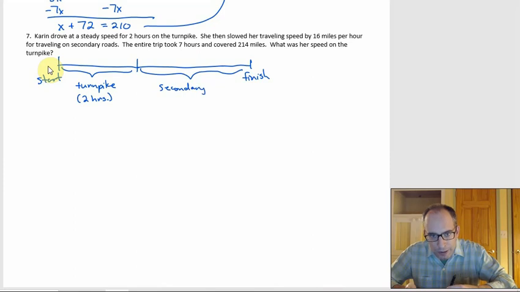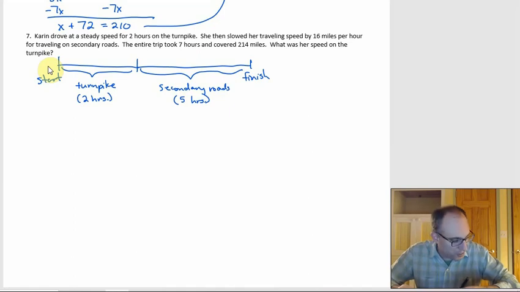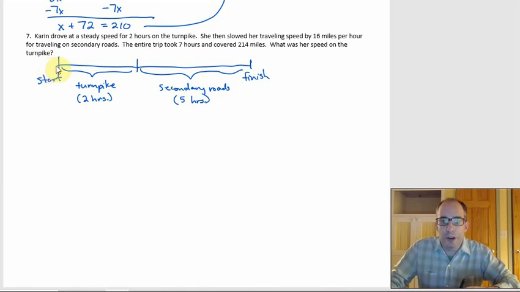So secondary roads, and that's going to be 5 hours. Then, let's see, we could also figure out the speeds here too. Or at least a way to relate them to each other. Because whatever her speed was on the secondary roads, it's 16 miles an hour slower than it was here.